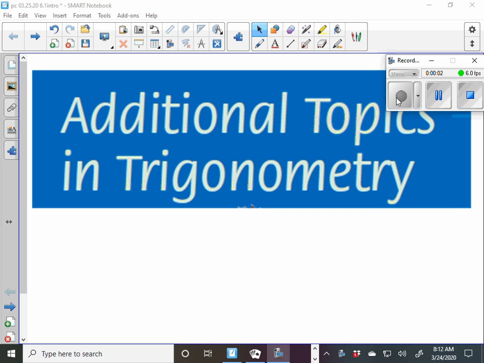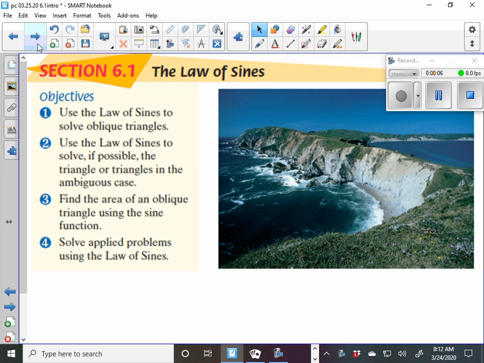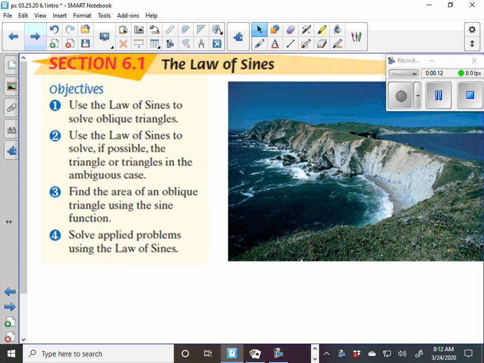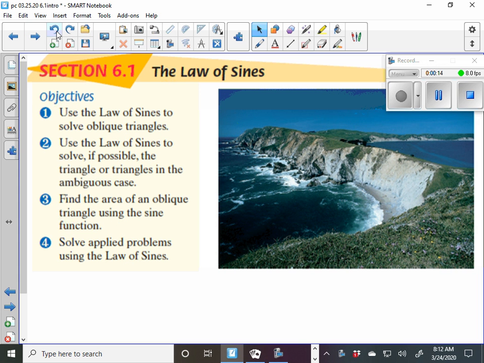Day two, additional topics of trigonometry. Law of sines we introduced yesterday. We took care of both of these: law of sines and oblique triangles. The ambiguous case today, area of triangles, and we are going to apply them.